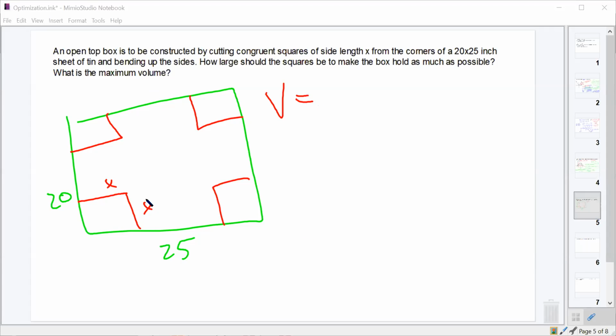All right, so we should have 20 minus 2x and 25 minus 2x. And then the height should just be x as we fold it up. Exactly. So x times 20 minus 2x times 25 minus 2x. And if you want to distribute that all together just so we can use the power rule, then that's fine. What do we end up with if we just distribute that all together?